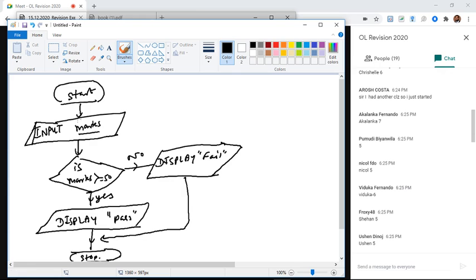How the arrows have gone, how the data flows, you have to show that.